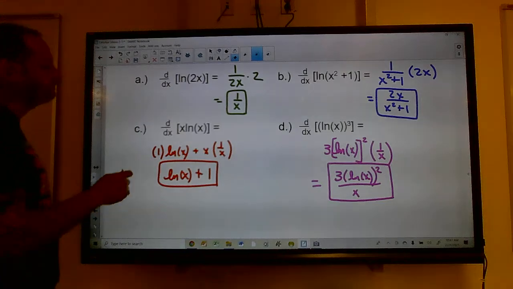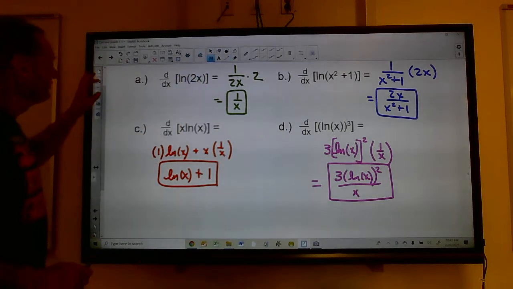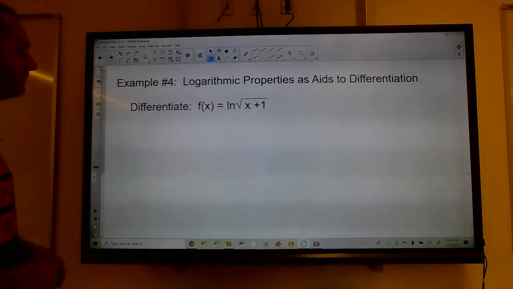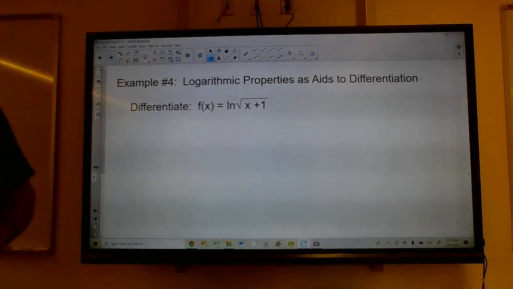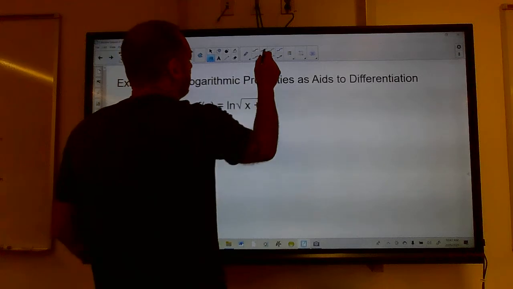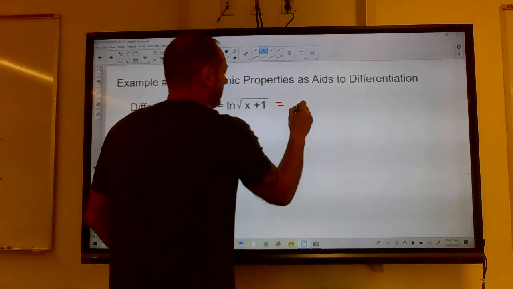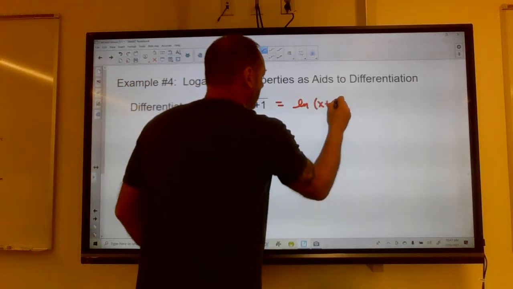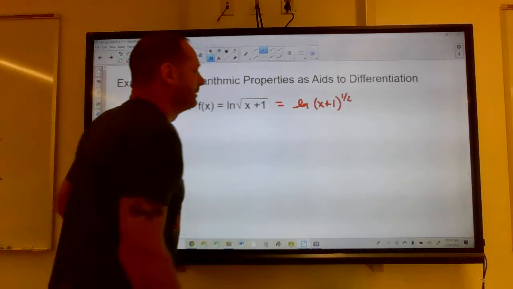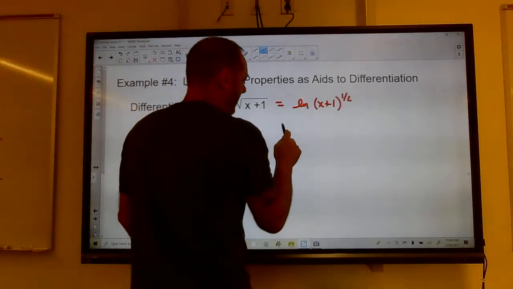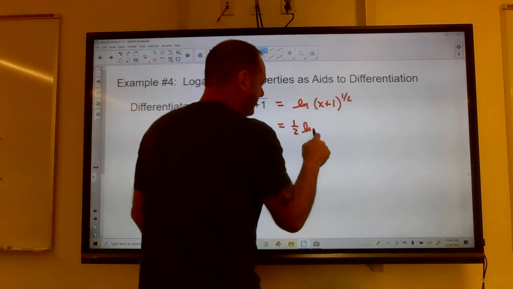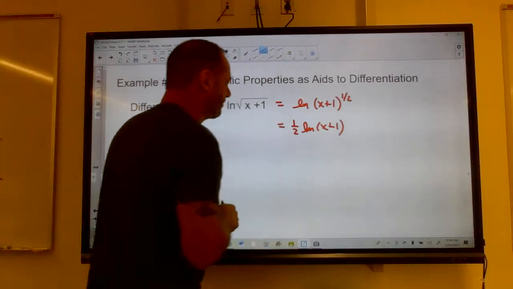Okay. Moving right along. All right. Using logarithmic properties as aids to differentiation. So what we're going to do here is we're going to go ahead and rewrite this function as the natural log of x plus 1 to the 1/2 power. And then remember, I can use my logarithmic properties. I can take the 1/2 down. So this is 1/2 the natural log of x plus 1.